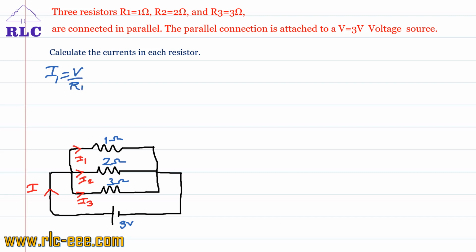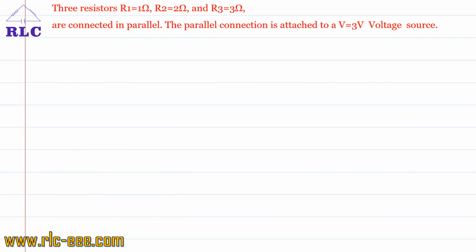Correct? So just substitute the value of V. Because it is a parallel connection, the voltage is the same. 3 divided by R1, which is 1, you will get 3 amps. Similarly, find it for I2. It is V by R2, that is 3 divided by R2, which is 2. So how much will you get? 1.5 amps. Same thing, I3 is equal to 3 volts divided by 3 ohms. You will get it as 1 amp. Is it clear?